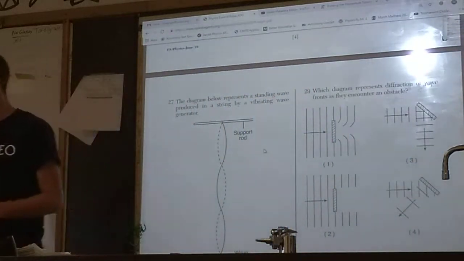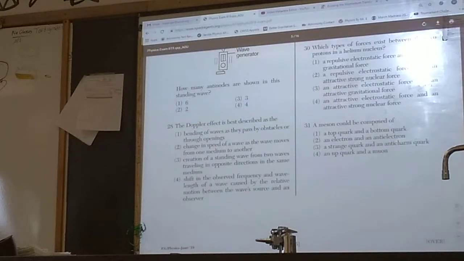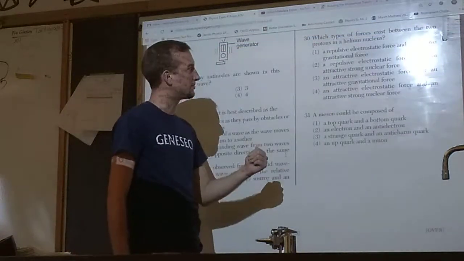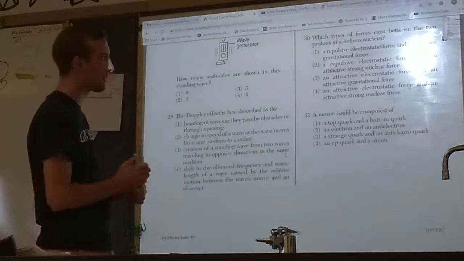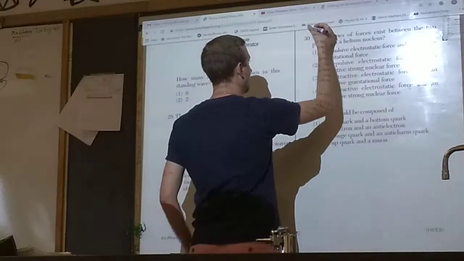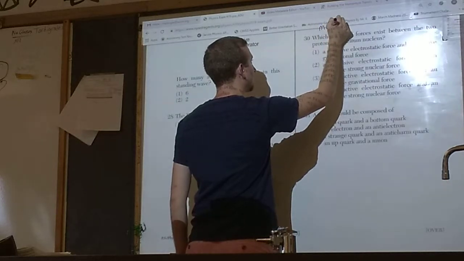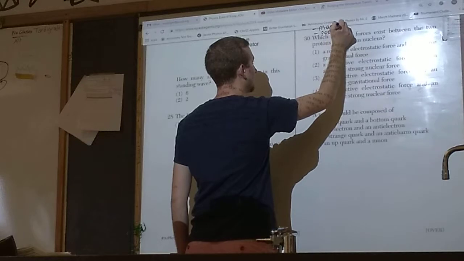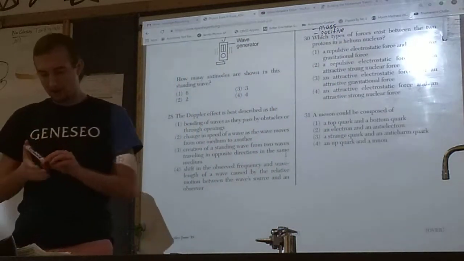Okay, so that was choice 1. It's a diffraction question. And we're finally off of the wave questions. Now we're getting into a little bit of modern physics with question number 30. Which types of forces exist between the 2 protons in a helium nucleus? So let's talk a little bit about protons. Okay? They have mass. And they're positively charged. So, they have some mass.